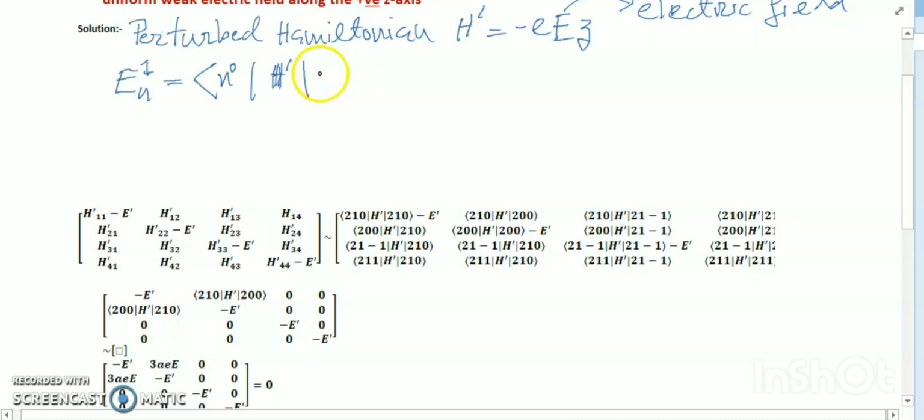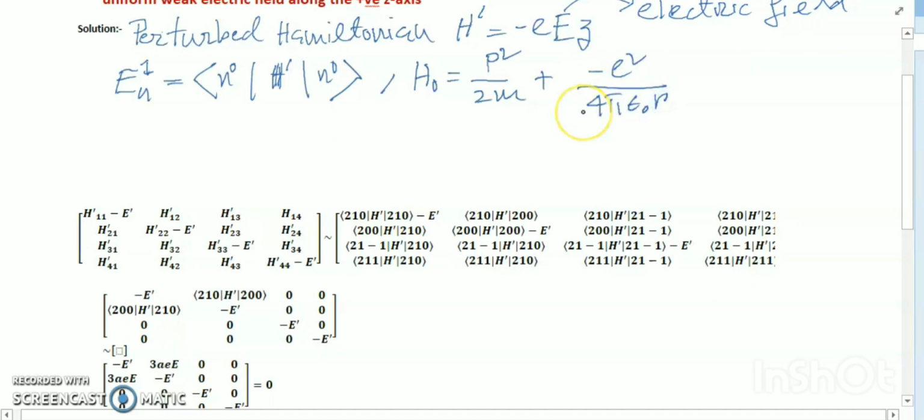Now H0, the unperturbed Hamiltonian, equals p square divided by 2m minus e square divided by 4 pi epsilon 0 r.